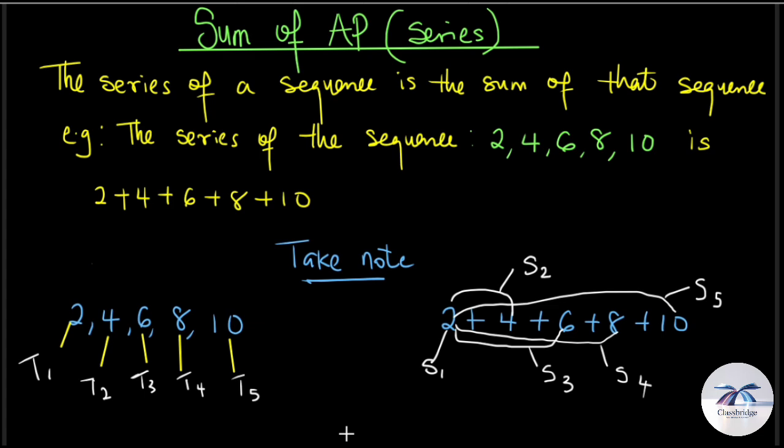Take note of this. Under sequence, we use T1, that is the first term, the second term, the third term, the fourth term, and the fifth term. That is T1, T2, and T3. But under series, we use S1, S2, S3, and so on till Sn. The same way we have Tn, we also have Sn.